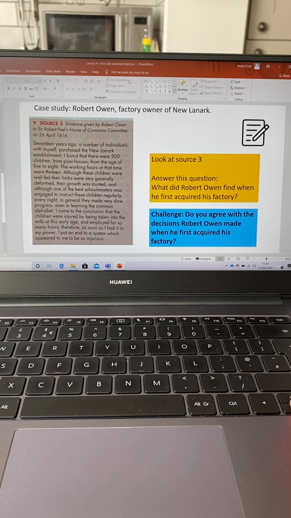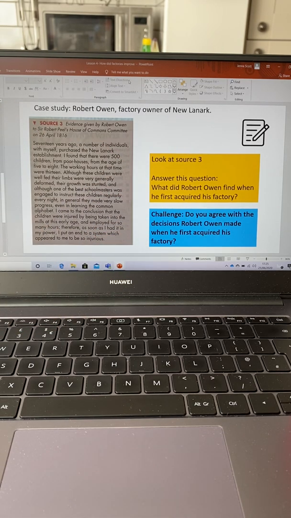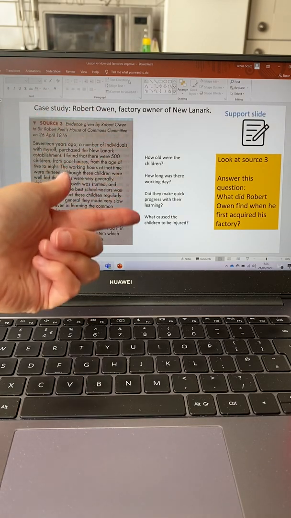Then we've got the next bit of evidence, this time source 3. Again, read the information that's here. What did Robert Owen find when he first acquired his factory? So when he first bought his factory, what was there? It's pretty shocking. Then challenge. Do you agree with the decisions Robert Owen made when he first acquired his factory? So do you agree with what he then did? Again, support slide to help you.